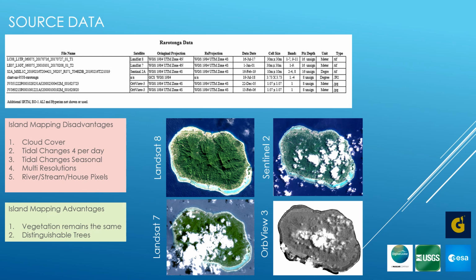Multi-resolutions, so we have 30 on the Landsat, 10 on the Sentinel, and 1 on the OrbView. And then trying to distinguish between river streams, small little huts, going from these different size pixels really throws off your data. So the good thing about mapping though is you always have lots of vegetation. That vegetation is going to remain the same throughout your images, and the trees are mostly distinguishable, as you'll see.